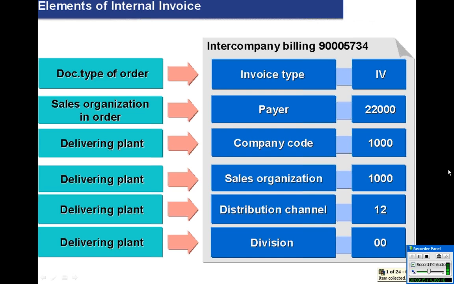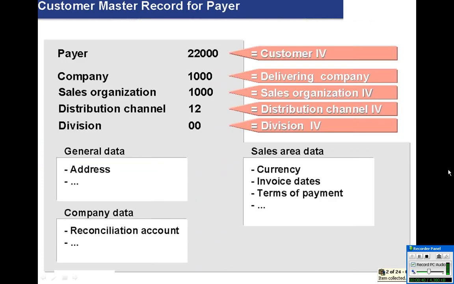9000573. This is an invoice of type IV. Pair is 22,000. Company code 1,000. Sales org 1,000, and distribution channel 12 and division 00. So if you look at the pair 22,000, this is the customer master record created for the sales organization who is buying it. So the customer master record for pair 22,000, that is a customer of IV type. Company 1,000. This is how we will create this customer master record.